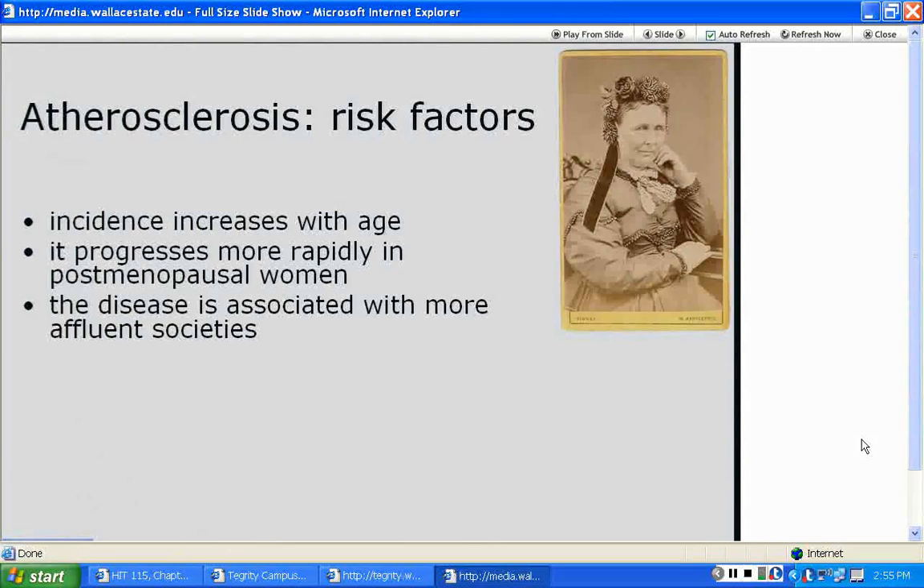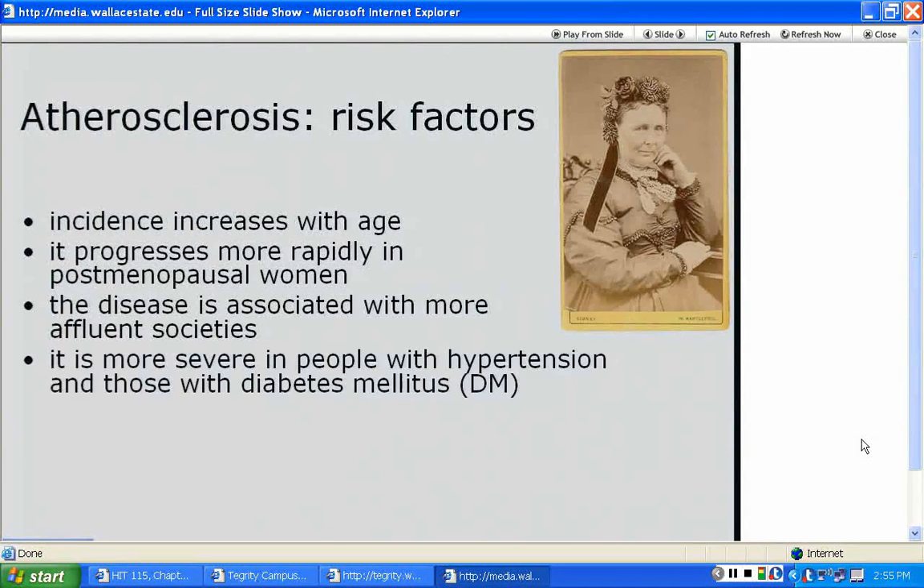And I make the statement it's more common in affluent societies. Affluent societies, those are rich societies. The United States is considered to be an affluent society, and why would atherosclerosis be more common in this affluent society? Mostly because of our diet. Our diet is rich in red meat. Our diet is rich in fast food and fried food, because we can afford it as a more affluent society. It's certainly more severe in those with hypertension and those with diabetes mellitus.